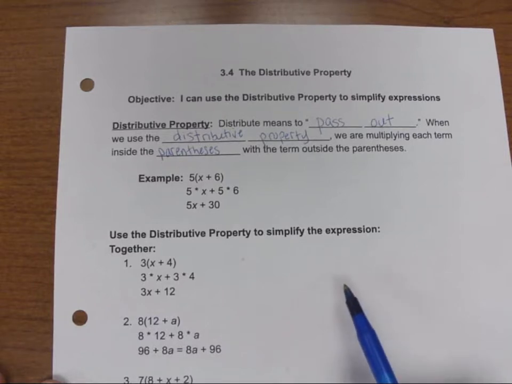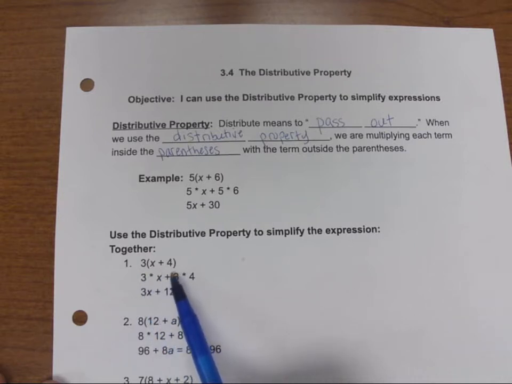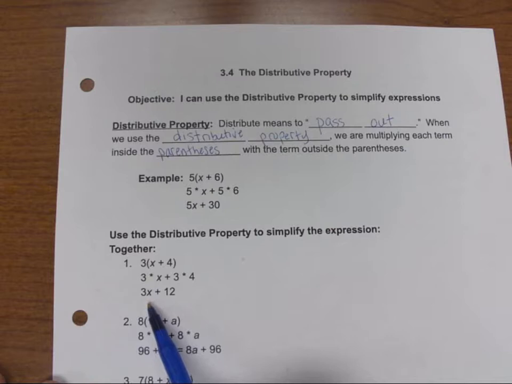Use the distributive property to simplify the expression. Here's some that we can do together. Okay, once again, you have 3, and then inside the parentheses, x plus 4. So we're passing out the 3. 3 times x plus 3 times 4. 3 times x is 3x, and 3 times 4 is 12.